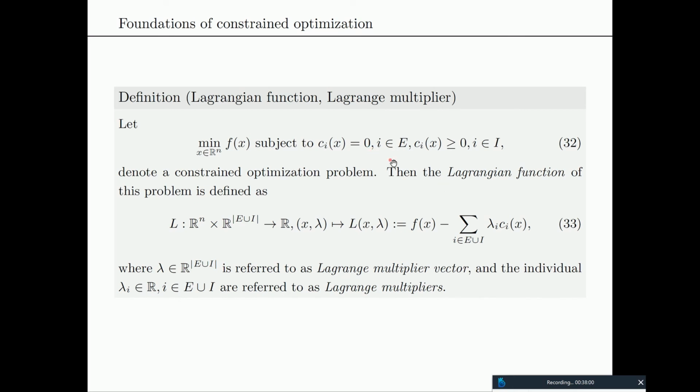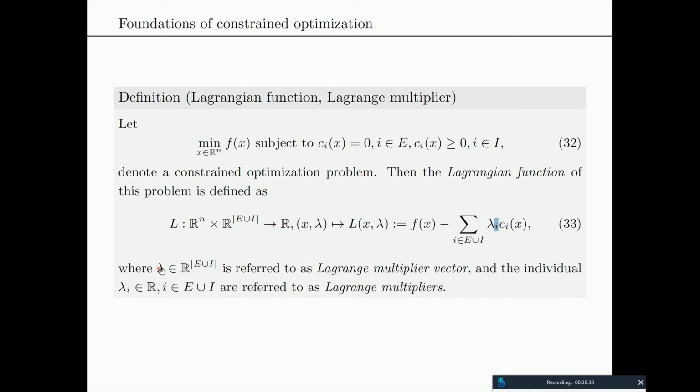Then if you have these constraints, the Lagrangian function of this problem is defined as a function of x and a vector lambda, and this function is given by the original objective function, and subtracted from it, the sum of all constraints multiplied by a parameter lambda_i. So that's the definition of the Lagrange function.